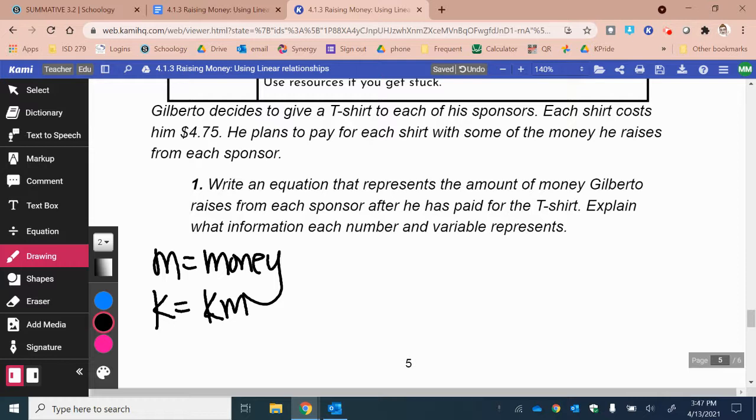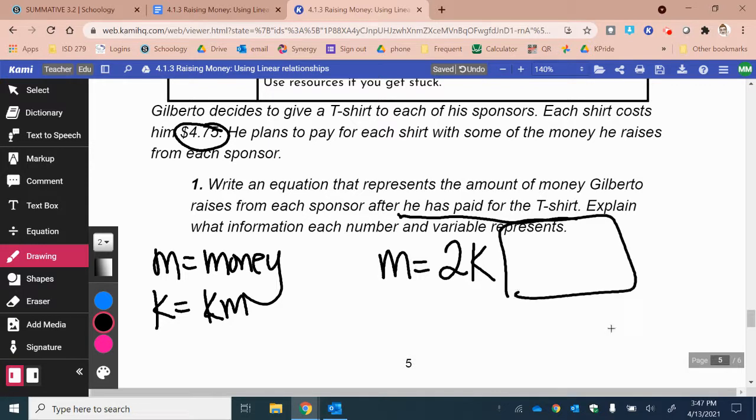And the only thing I'm really doing is adding it to this idea that he's going to be paying for a t-shirt that's $4.75. So if you recall, in the past, we wrote a very similar equation to this where he would have the money that equals, remember, he makes $2 per kilometer, right? But now you just have to think about, what could I put here that would take away the cost of the shirt. So you're not done with this equation. You still have a little bit to finish up, and you need to take away the cost of the shirt in the rest of this equation.